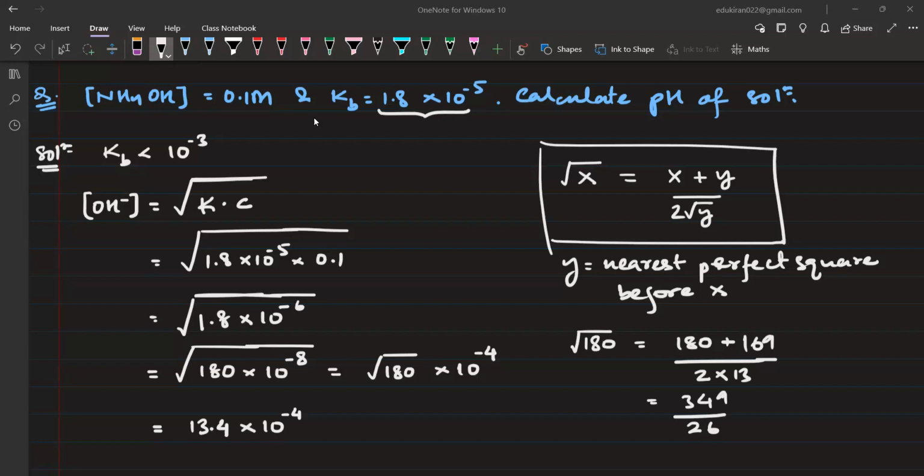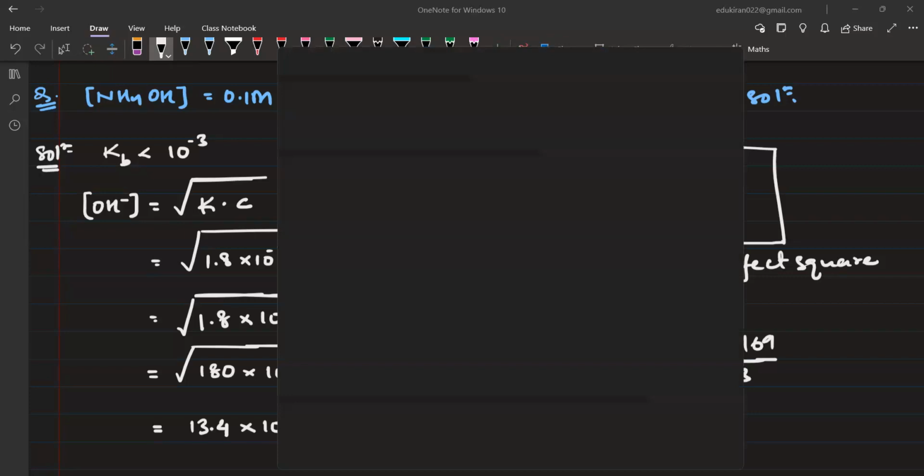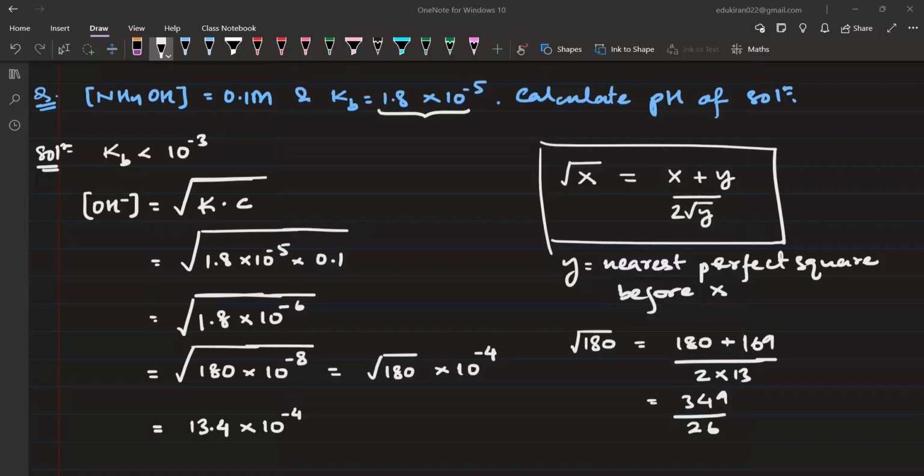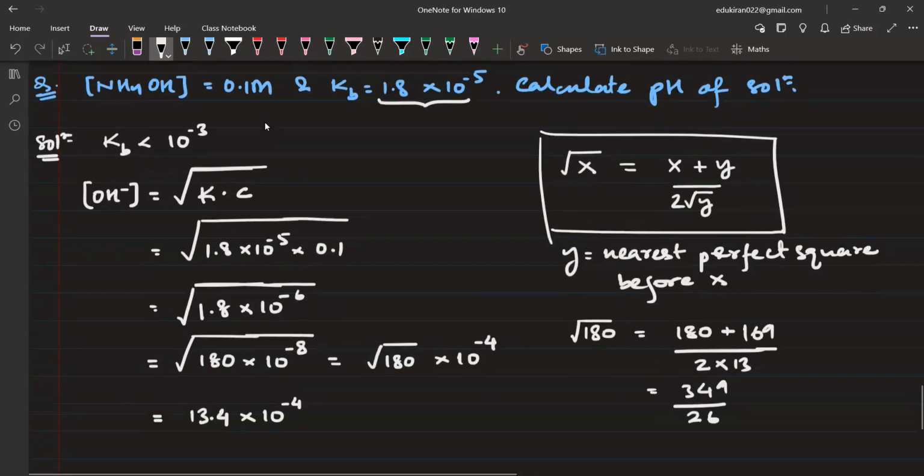आ रहा है रिश्ता? Yes, sir. 13.4. And let us also see what is the root of 180. 180 का root is 13.416. ठीक है, 349 divided by 26 is 13.42. ठीक है, चलिए. So इस फॉर्मूले को याद रखिएगा, आप लोग को बाद में काम आएगा.